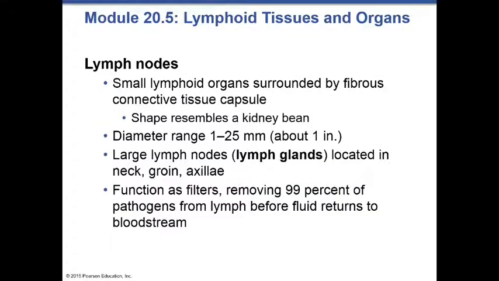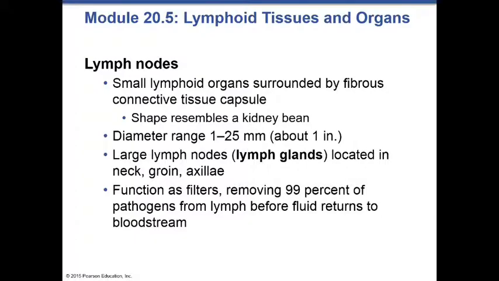And that brings us up to lymph nodes. Now, lymph nodes have a connective tissue capsule around them. They sort of look like small kidney beans, and they can be very small, up to even 1 inch in diameter. The largest lymph nodes are located in the neck, the groin, and the axilla region, the same places where you have the greatest collection of lymph nodes.